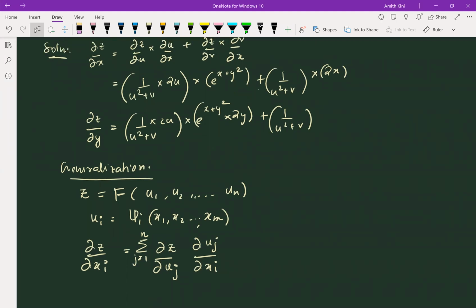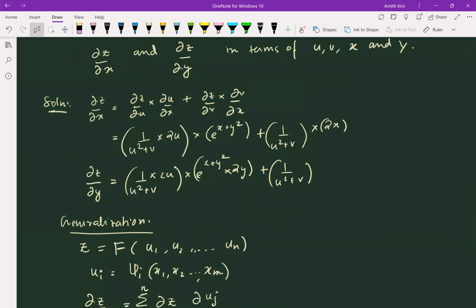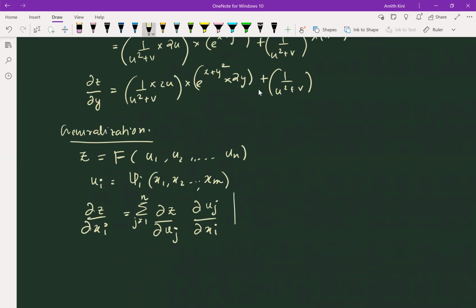If you have to say this in English, what would you have said in the previous question? First differentiate z with respect to the direct variables, which are here u and v. Then multiply them with the derivative of those variables with respect to whatever you want. So here you wanted x, so you differentiated u with respect to x and v with respect to x. Then you get a bunch of terms, add them all up. So this gives you all of it.